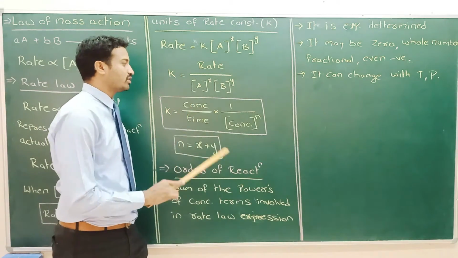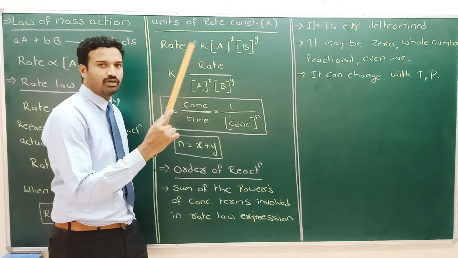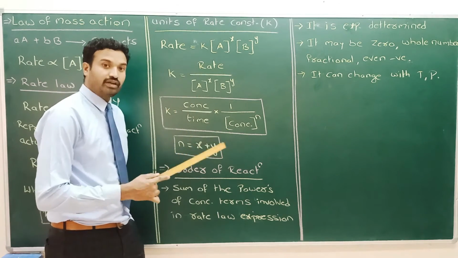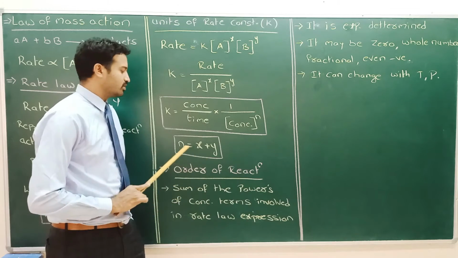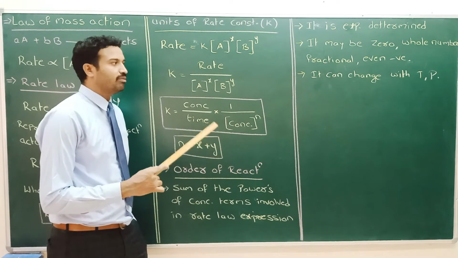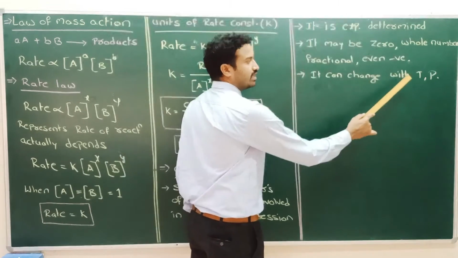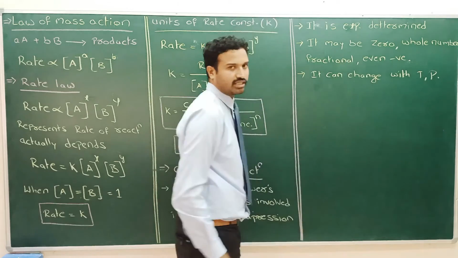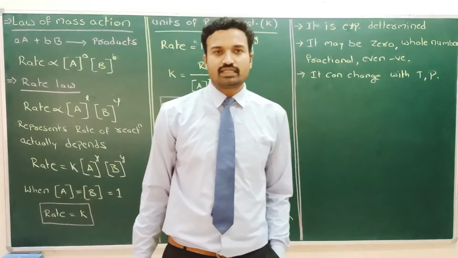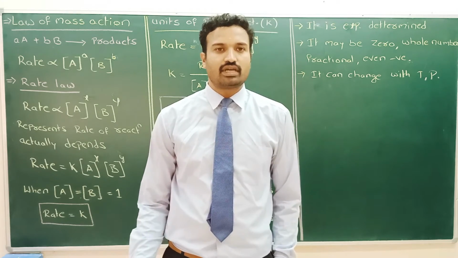And one more thing: don't consider the N value as starting only from 1 to N. N may be 0, fractional, and negative values also. So the N value is called the order. It may be 0, negative, or fractional. This order can change by changing the temperature and the pressure. Now next we will discuss zero order reaction and first order reaction, which are in your syllabus.